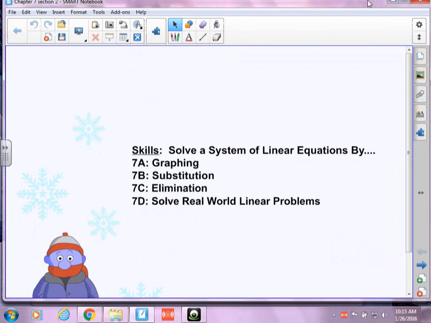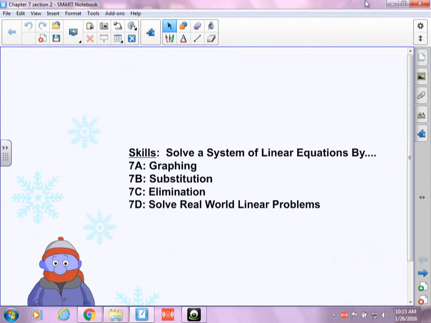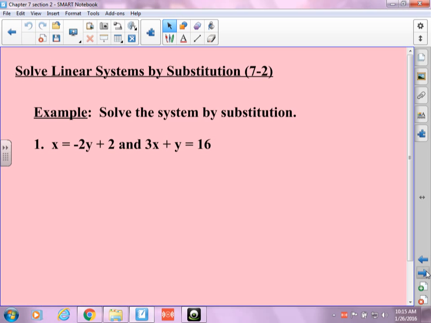Alright, so today what we're going to do is continue working with solving a system of linear equations. Yesterday we talked about graphing, didn't we? That was section 7.1. We graphed the two lines after putting them in slope-intercept form, and what were we looking for? To see where the two lines what? Where they crossed or where they intersected. That's correct.